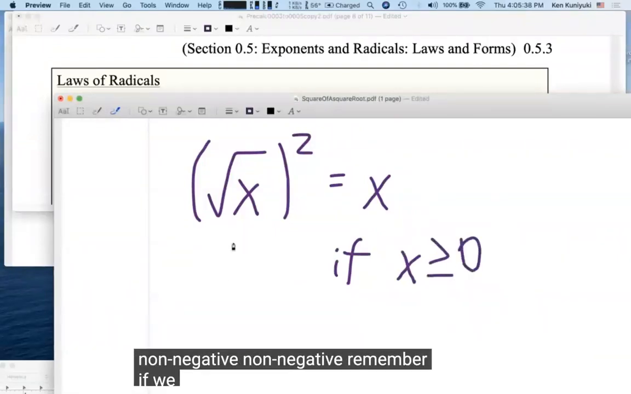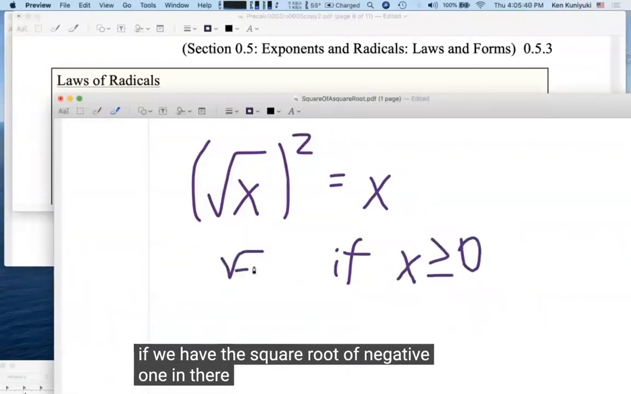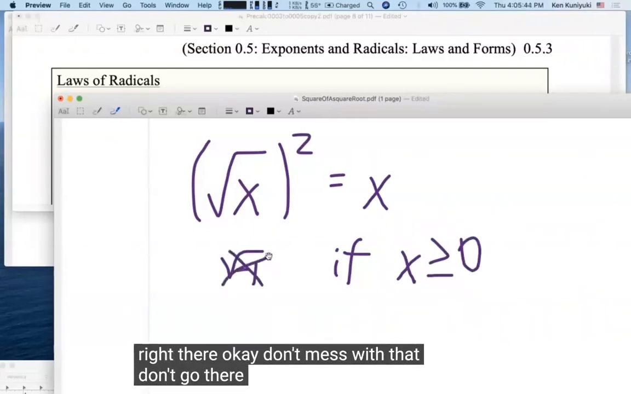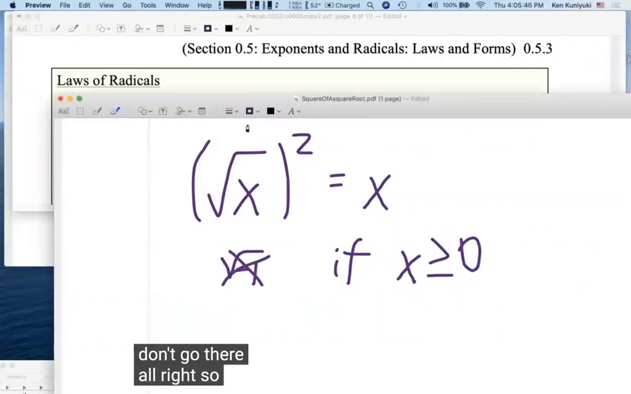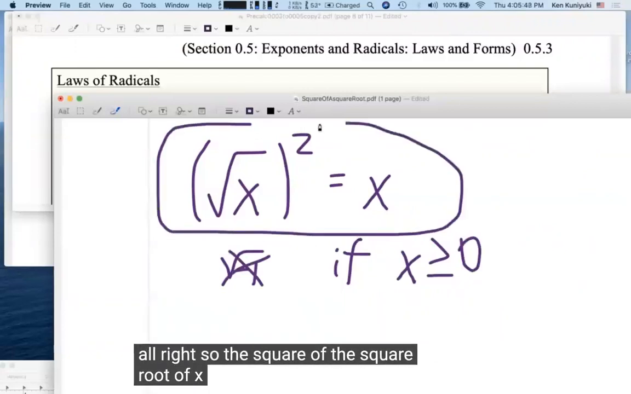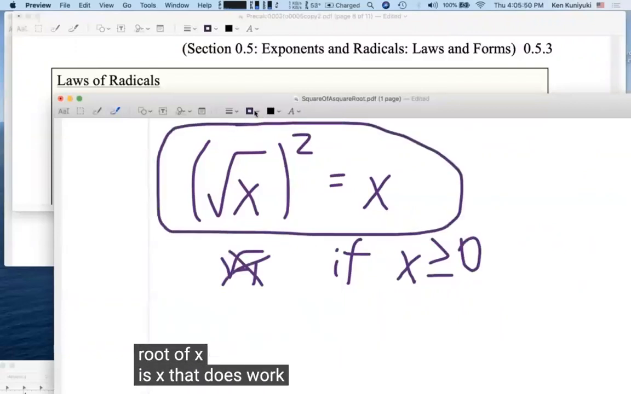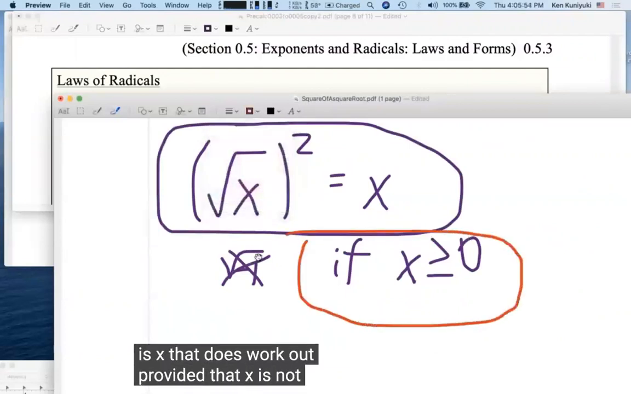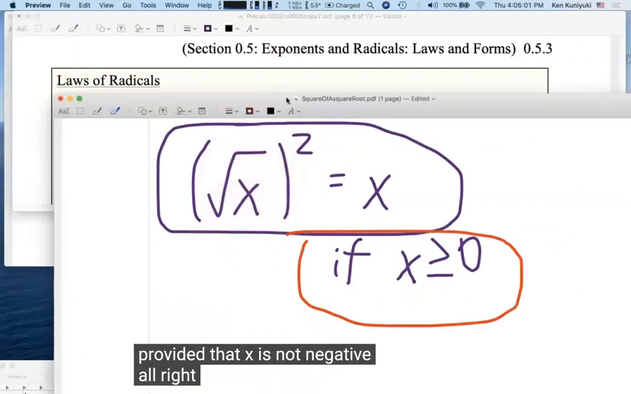Non-negative. Remember, if we have the square root of -1 in there, we're dead right there. Okay, don't mess with that. Don't go there. Right. So the square of the square root of x is x. That does work out, provided that x is non-negative.